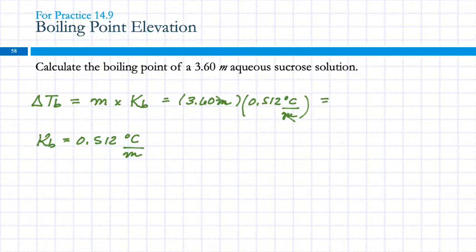And so this gives 1.8432 degrees Celsius. 3 sig figs, so 1.84.